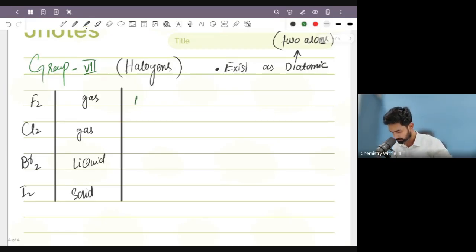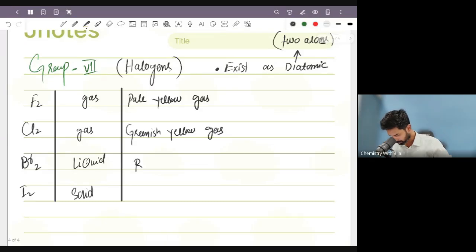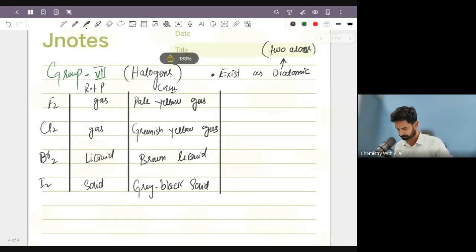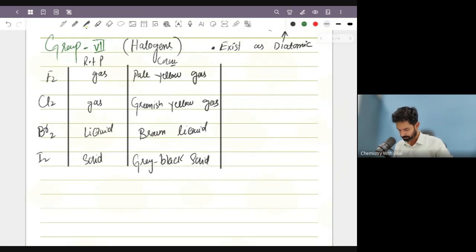Fluorine is a pale yellow gas. This is greenish yellow gas. This is brown liquid, and this is gray black solid. Right? These are their states at RTP, physical state, and these are their color appearances at RTP. Make sense? Now again, the trends here.